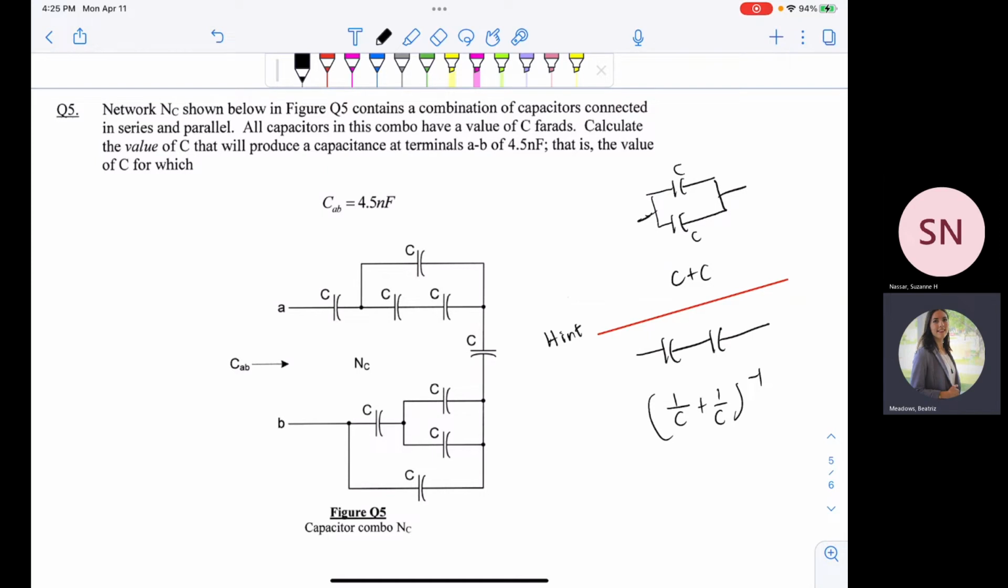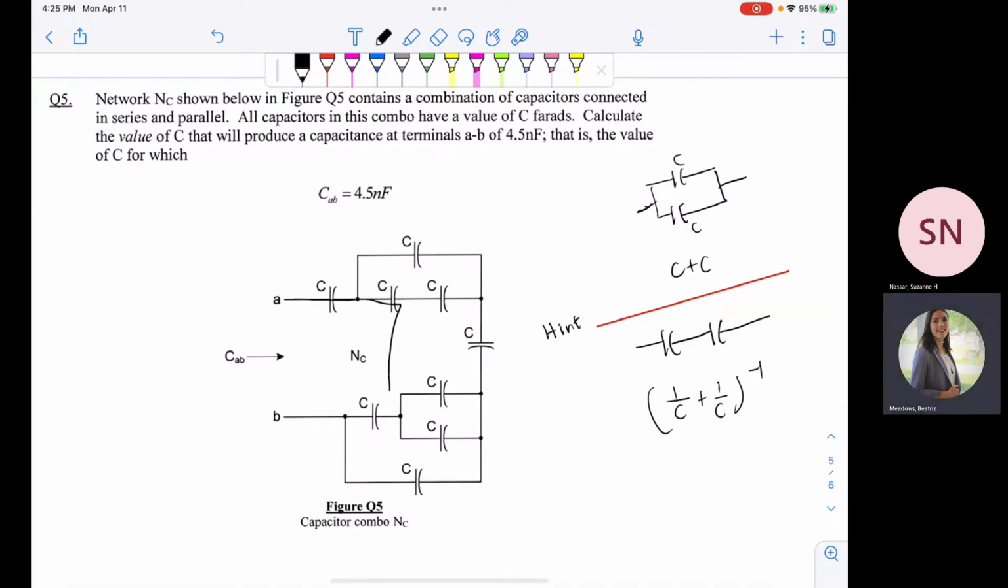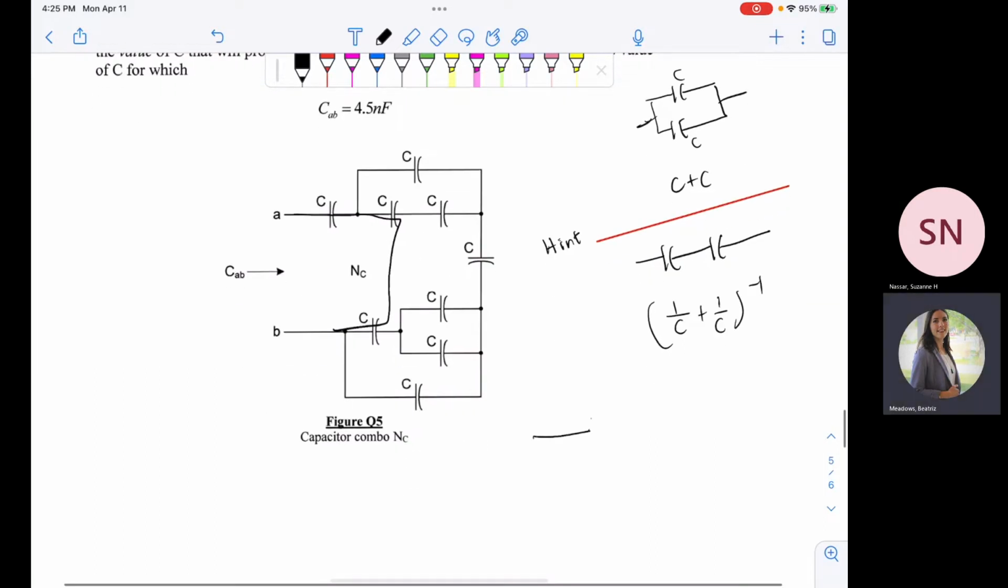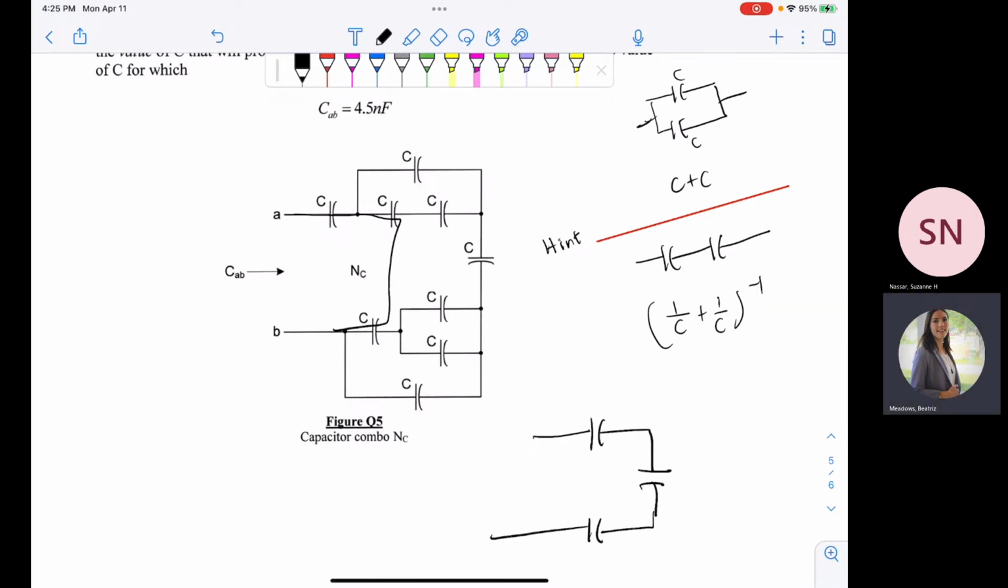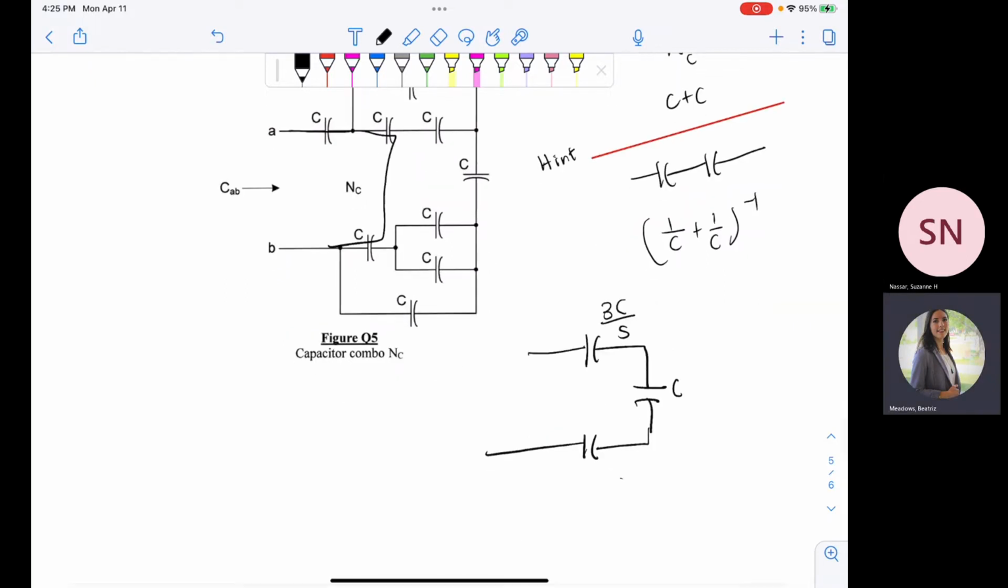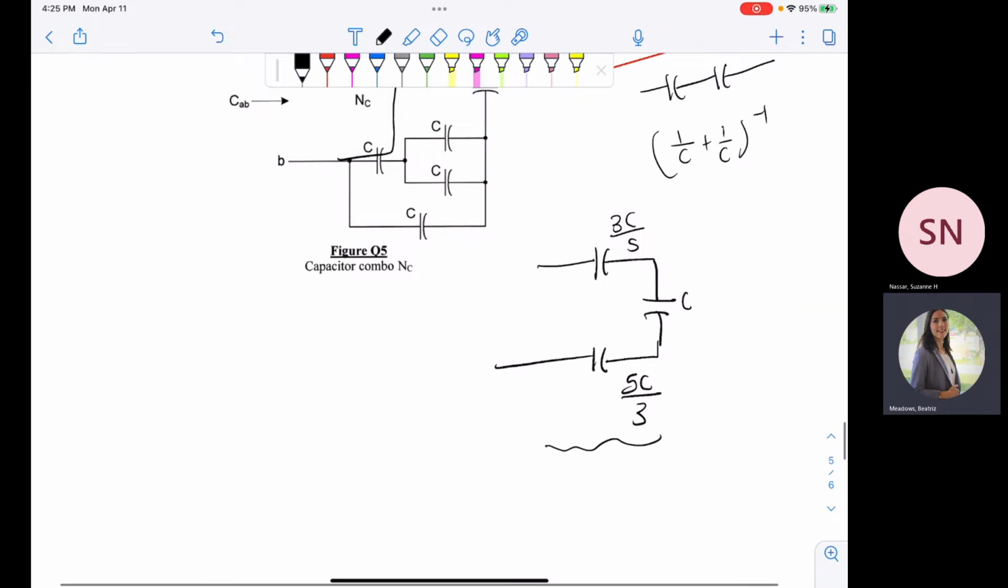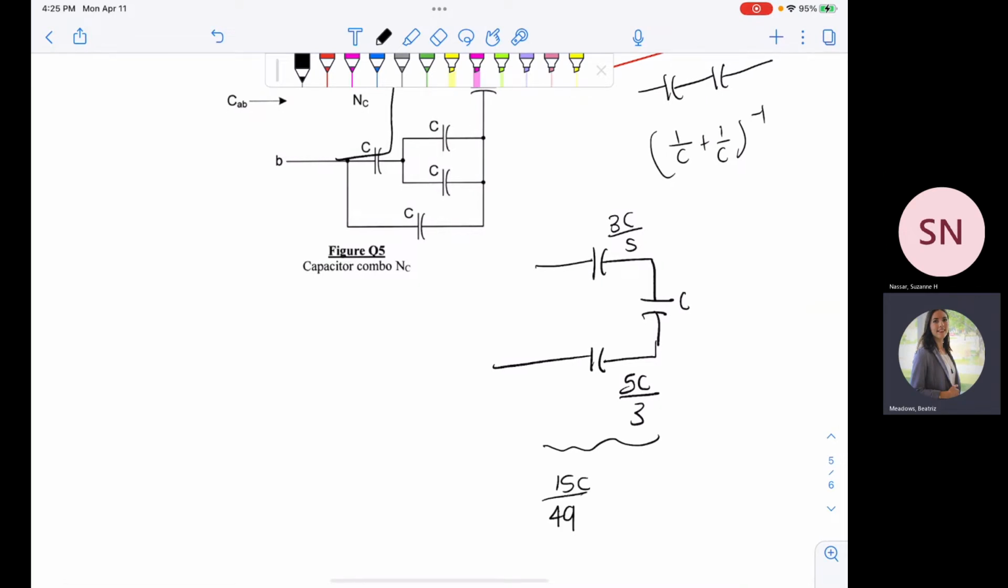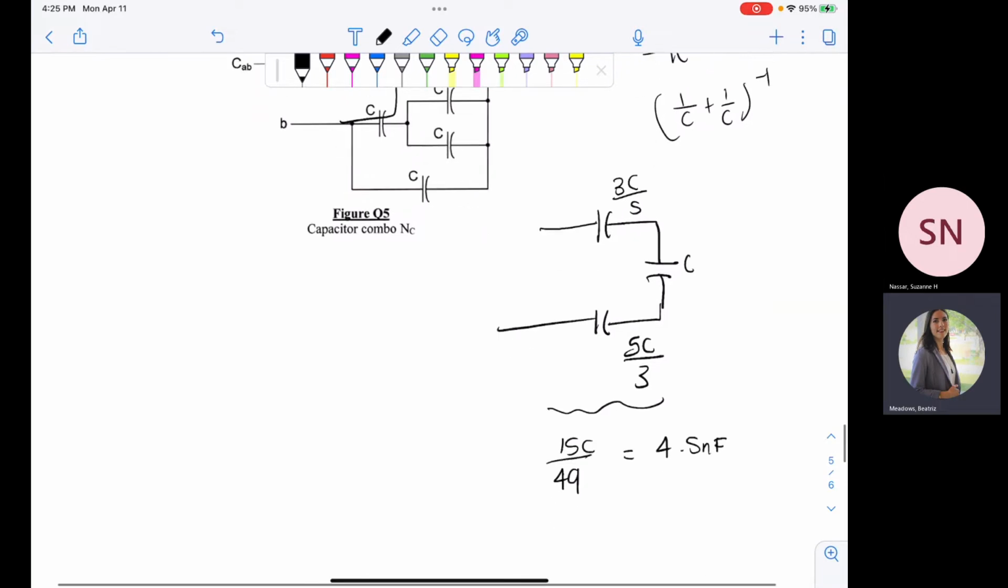Is everybody getting a value of 1.378 and then you don't know what to do from there? Okay. So that value you guys are getting from here to here, I hope most of you ended up with something like this, where this one is 3C over 5, this one is C, and this one is 5C over 3. Then you add this in parallel, which gives you 15C over 49, right? So you want this to equal 4.5 nanofarads. So if we solve for C.